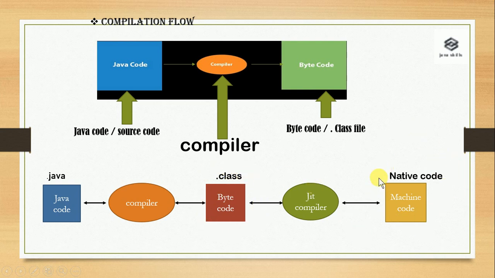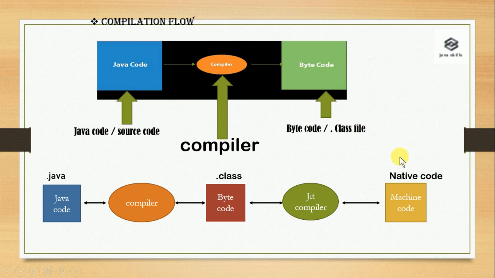Once the native code is formed, then your program will be executed. Native code is also called machine code, also called machine understanding language, which only a machine understands. It is also called binary code. It is also called machine code, also called native code. Here, how do we get this native code? By using the JIT compiler. The JIT compiler is responsible to convert this bytecode to machine code.